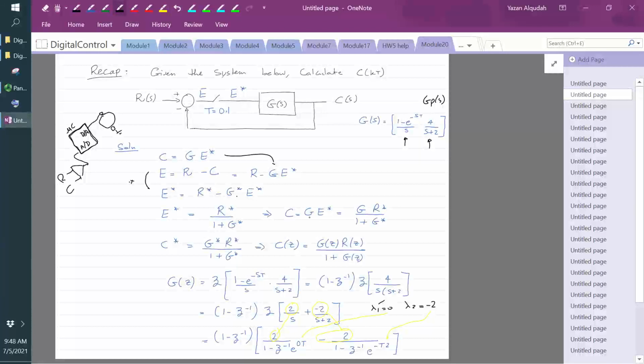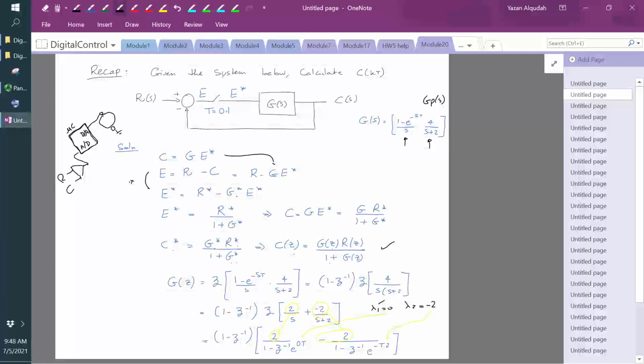But C is equal to G multiplied by E star. So therefore, I can multiply E star by G. I'm going to get C equal to G multiplied by R star over 1 plus G star. Now if I take the star transform, I'm going to get C star equal to G star multiplied by R star over 1 plus G star. Now that I have everything in the star transform, I can get the Z transform. I replace e to the ST with Z. I'm going to get C of Z equal to G of Z multiplied by R of Z over 1 plus G of Z. So this is the first step. I got the transfer function between the input and the output.